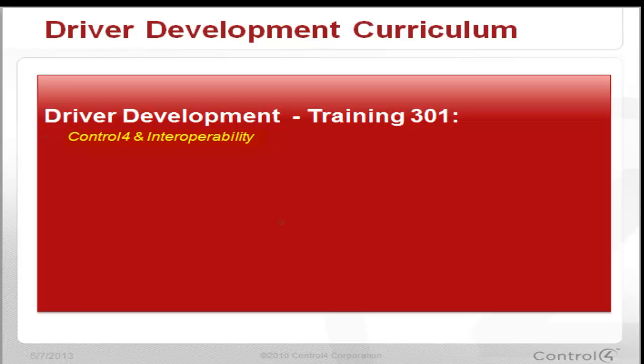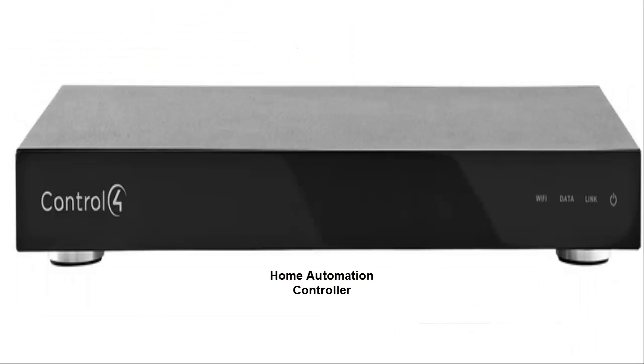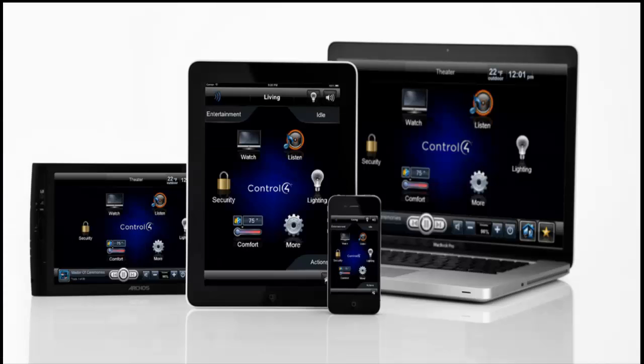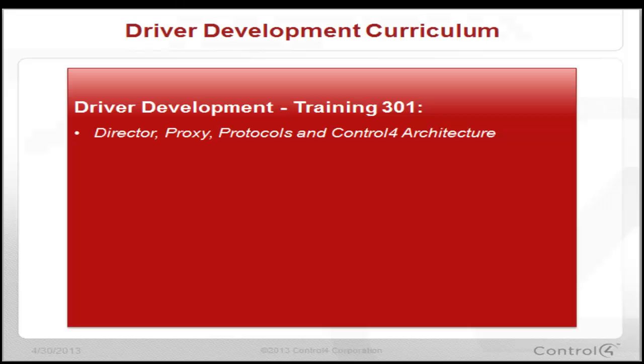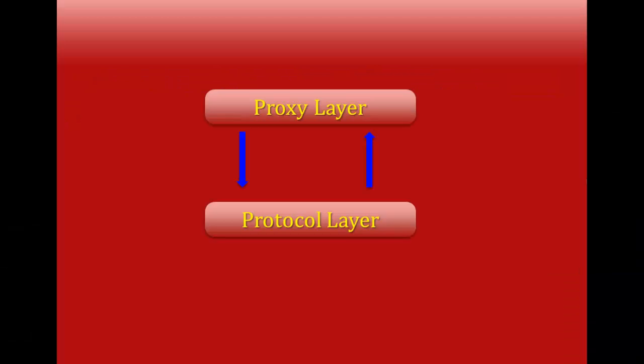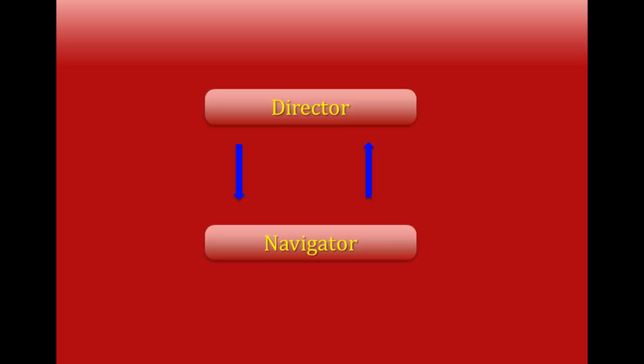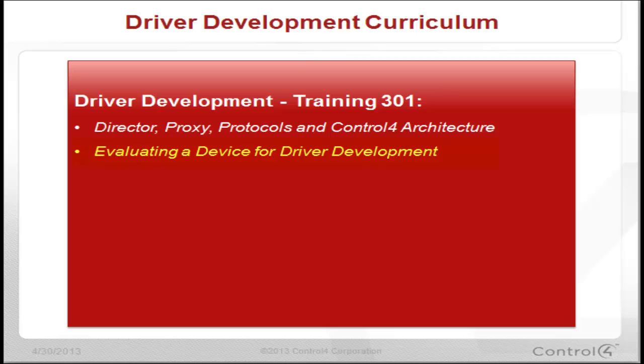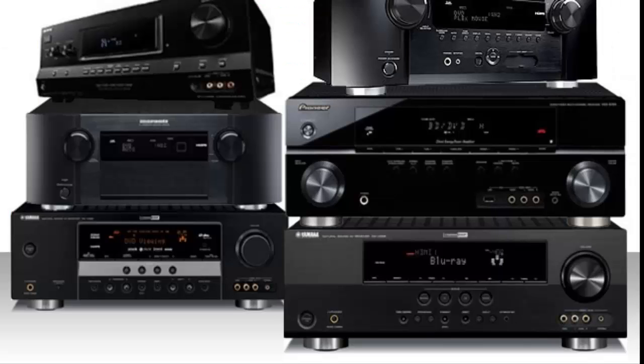In the 300 level course, we will start by understanding the key elements that comprise a Control4 automation system, with a particular focus on the role and makeup of device drivers. We will also learn how devices are modeled using the proxy and protocol components, and how a driver interacts with the Control4 navigator, which delivers the user interface, and the Control4 director, which is the main engine in a Control4 system. We will then review criteria for evaluating a device to determine if it is a good candidate for interoperability.